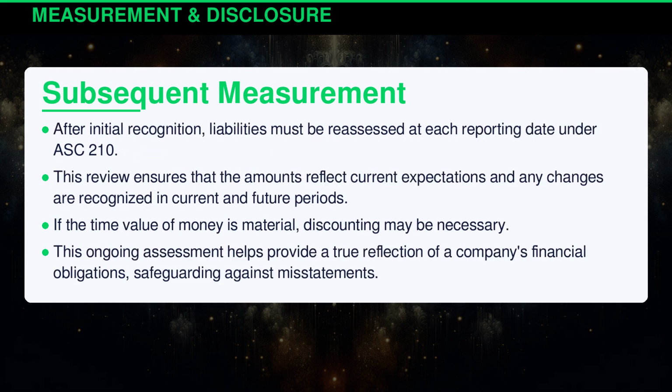After initial recognition, liabilities must be reassessed at each reporting date under ASC 210. This review ensures that the amounts reflect current expectations and any changes are recognized in current and future periods. If the time value of money is material, discounting may be necessary. This ongoing assessment helps provide a true reflection of a company's financial obligations, safeguarding against misstatements.